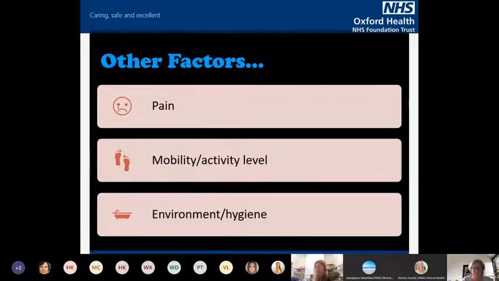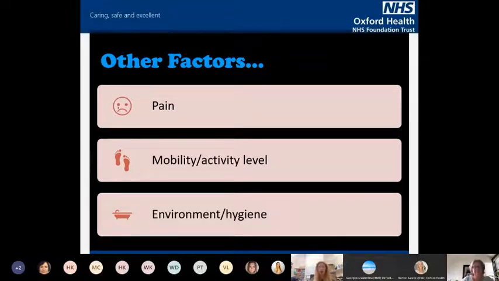But mobility, yeah, so it may be that the patient has their legs down, dependent, and they're suffering with chronic edema, or it could also be that their mobility means that they're more at risk of pressure damage. So that's a key thing. And also the environment and the hygiene as well.